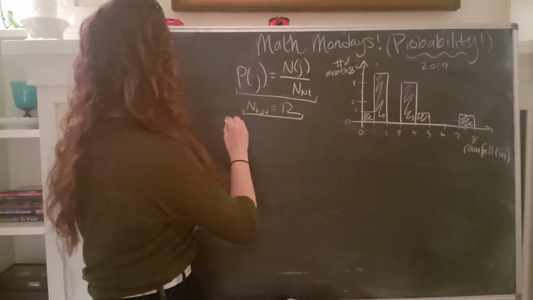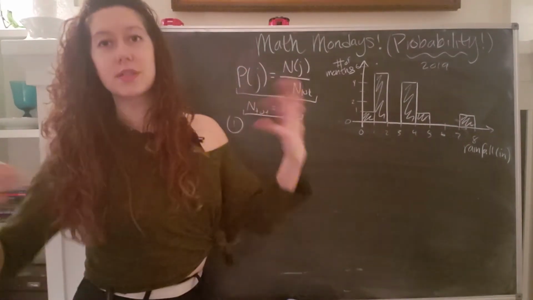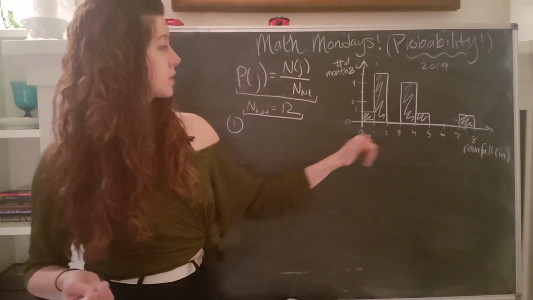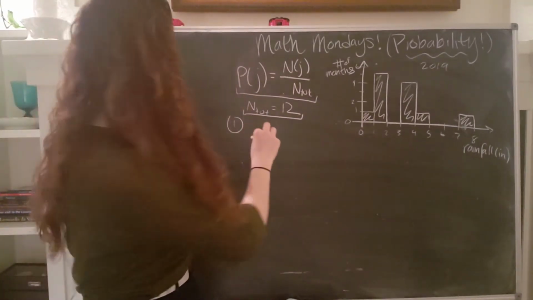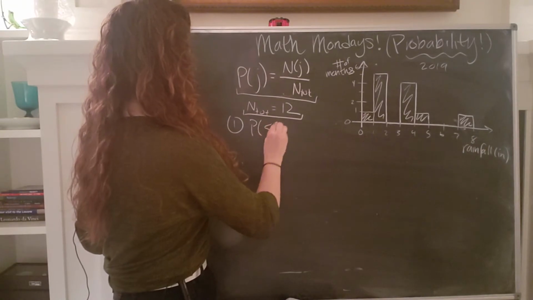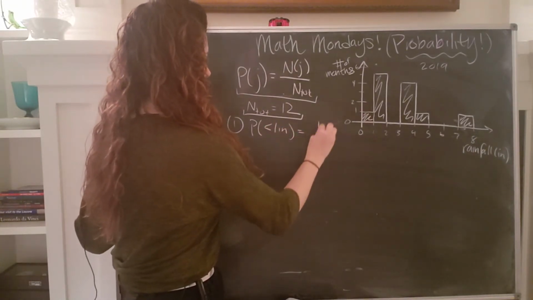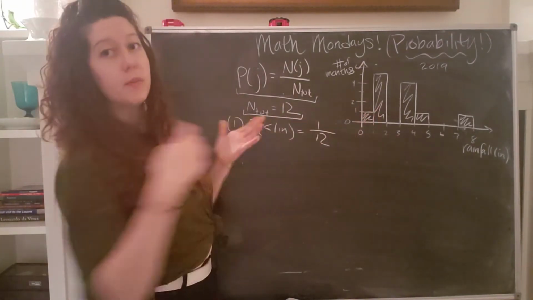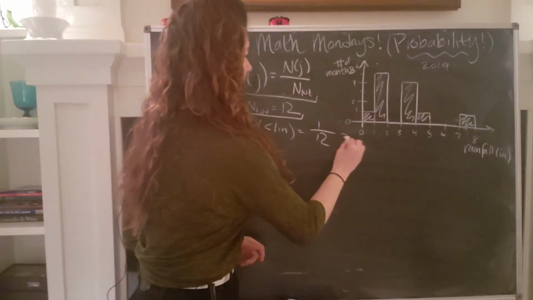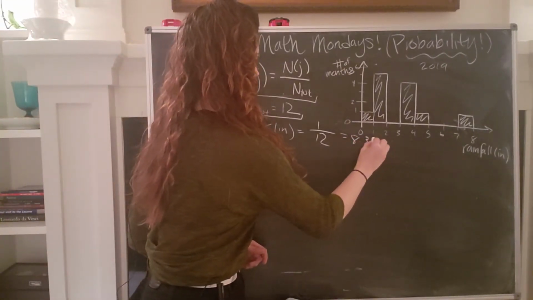We have 12. Okay, so now we can ask, for example, what is the probability that it's going to rain less than 1 inch in a given month? So the probability of less than 1 inch would be just 1 out of 12, because there's only 1 month that had less than 1 inch of rain, and this is about 8.3%.